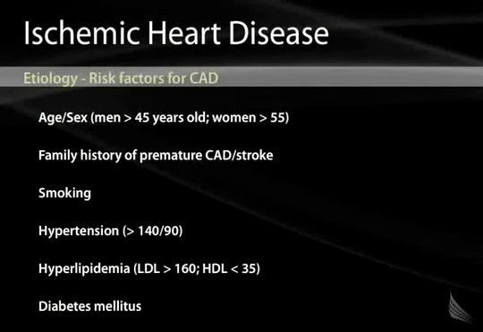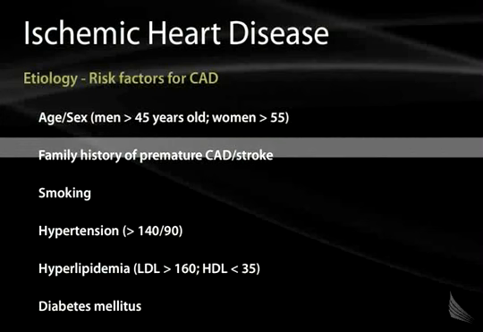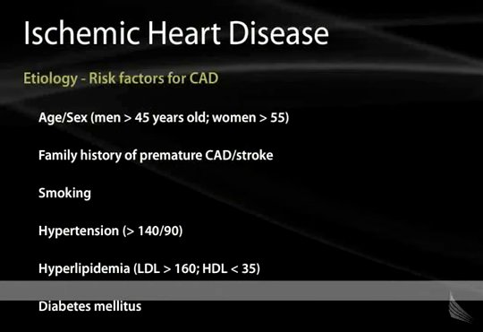Risk factors for coronary artery disease should be ingrained in you, especially when you hit the floors. Age: men are typically at higher risk than women earlier on, so men greater than 45 years old or older women, postmenopausal women greater than 55 years old. A family history of early coronary artery disease or cerebrovascular disease, smoking, hypertension, hyperlipidemia, diabetes mellitus. Some of these are modifiable and others are non-modifiable. Obviously, you can't choose age or sex or family history, but you can do something about the last four.